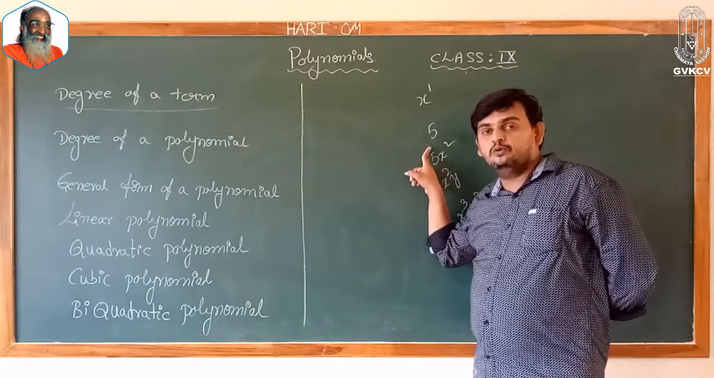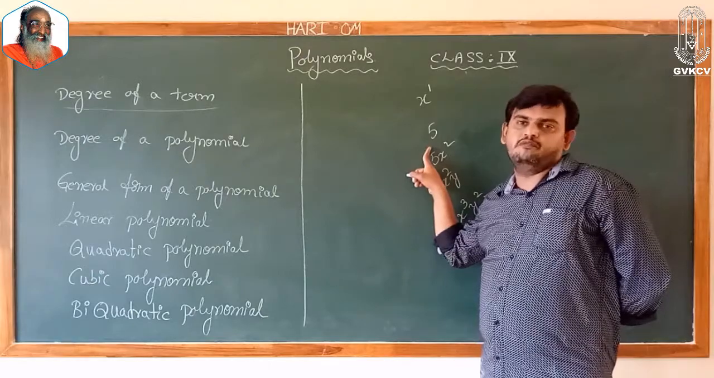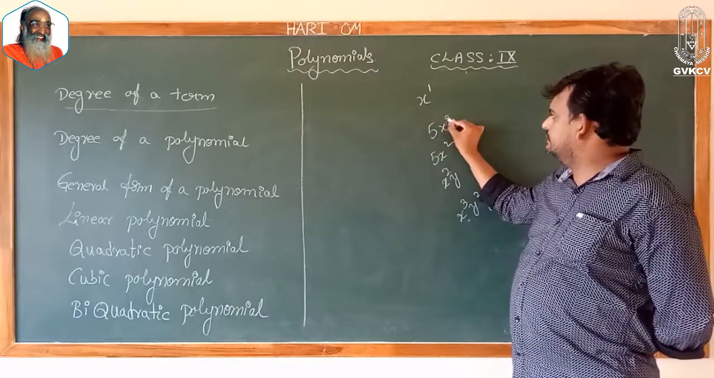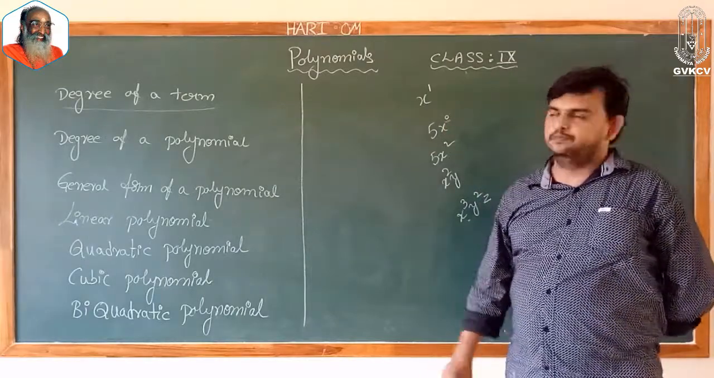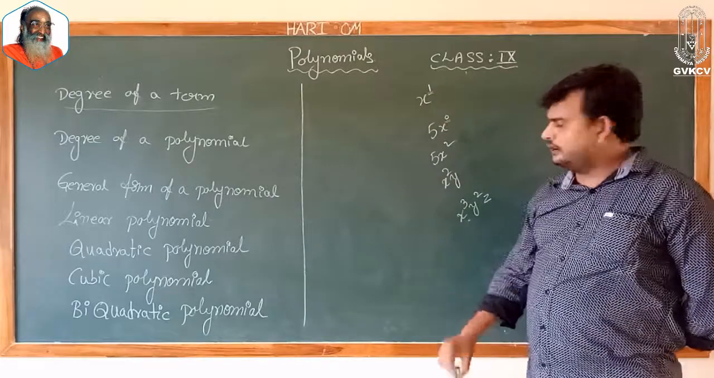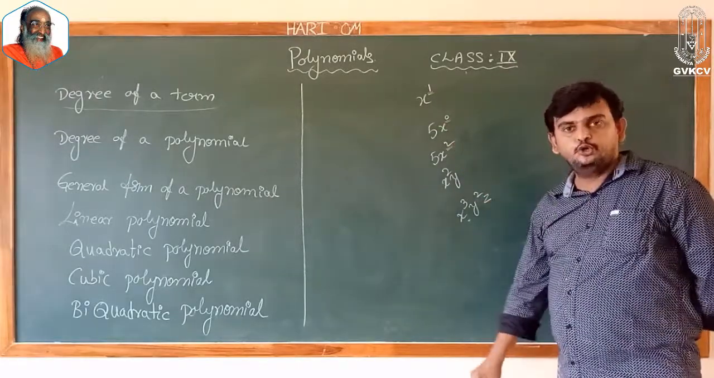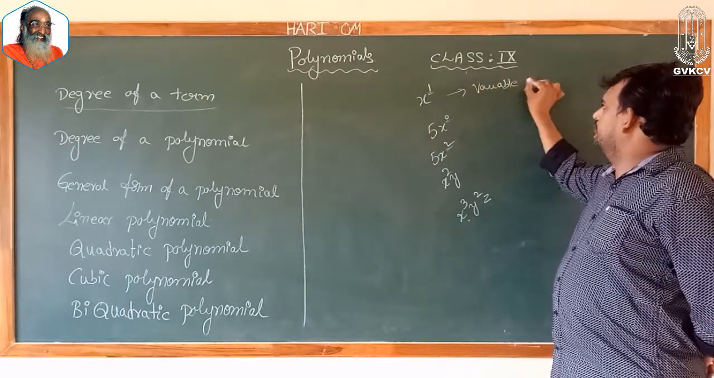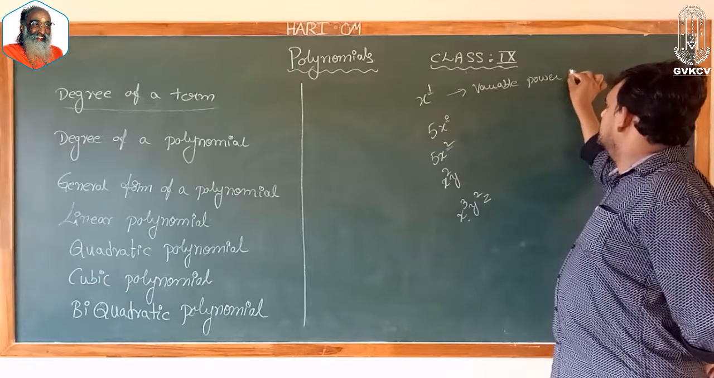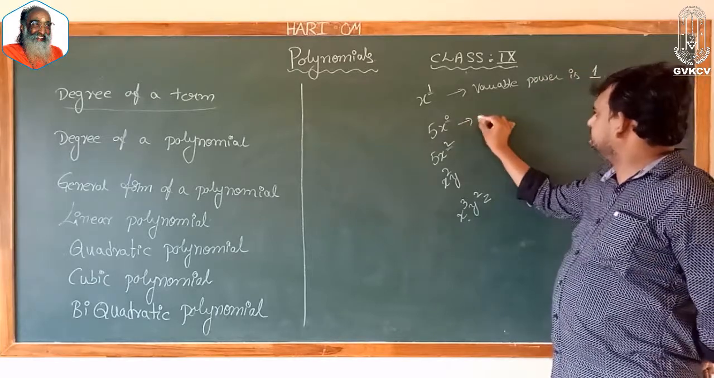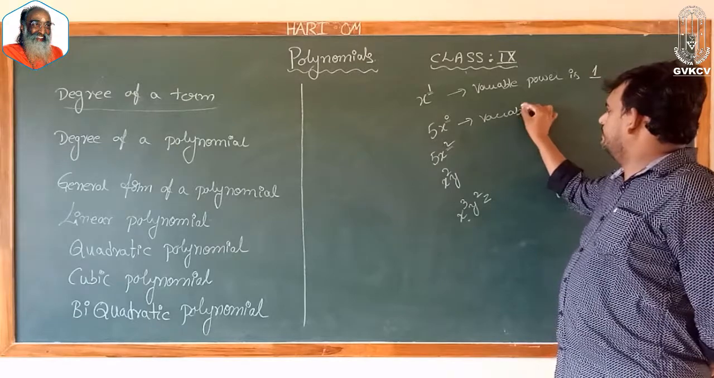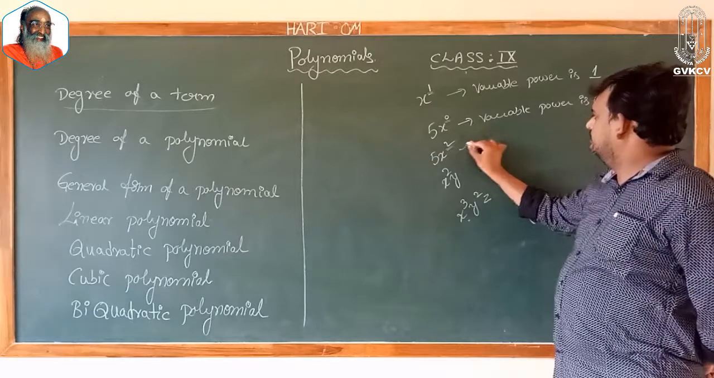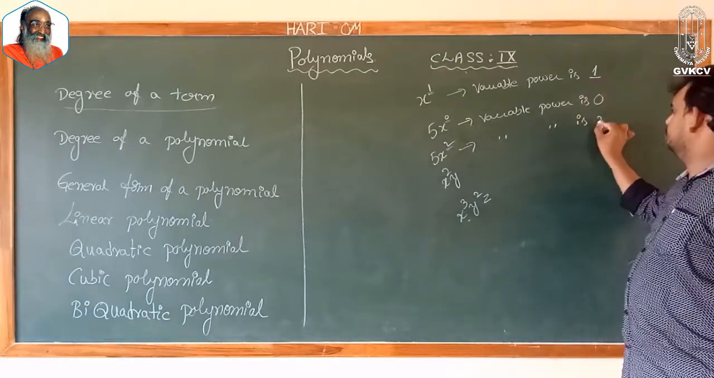Even if there is no variable, we can have a variable. Means I can write it as x power 0. Now what is the power of the variable here? 0. Here? 1. Here? 2. So here the variable power is 1, here the variable power is 0, and here the variable power is 2.